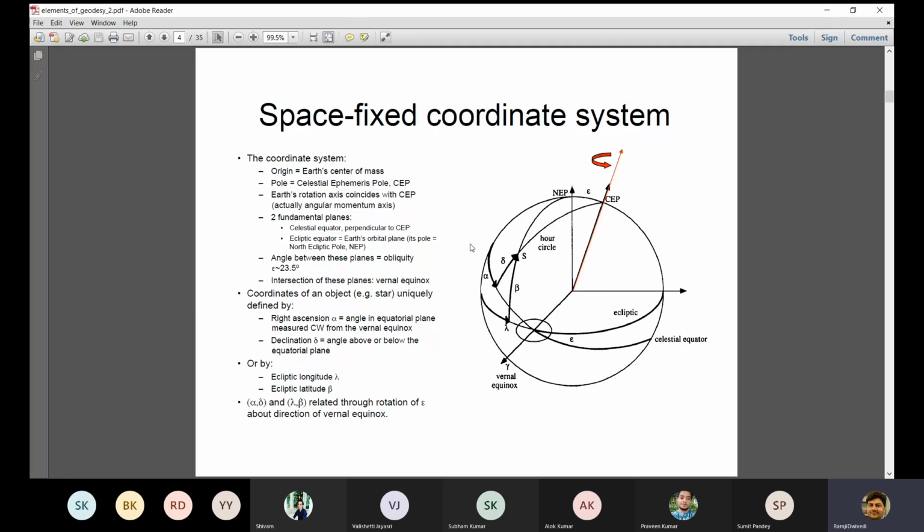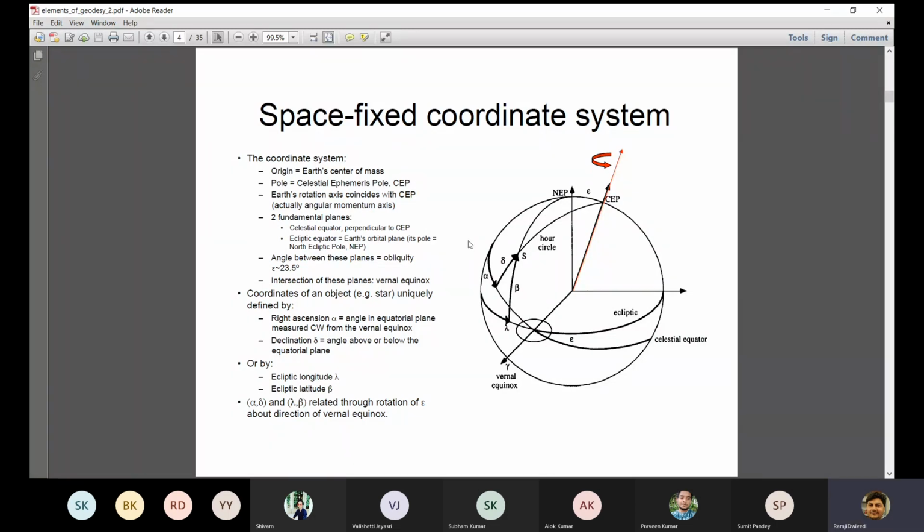Or if you move on the ecliptic plane, the second plane, it would be ecliptic longitude and ecliptic latitude. Ecliptic longitude would be lambda, latitude would be beta. So for the same point, you have right ascension and declination, and ecliptic longitude and latitude, and they can be transformed to each other with the help of the obliquity, which is a rotation of 23.5 degrees.